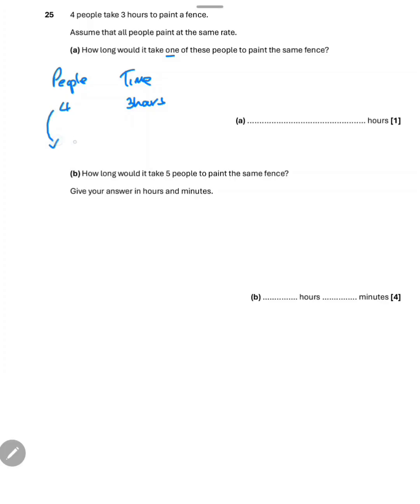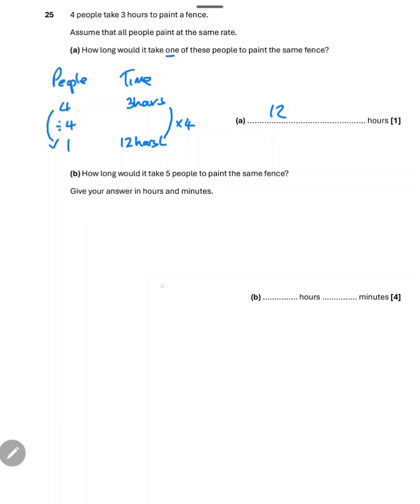So what we've got to think, all right, we're coming down to one person. If we've got less people, it's going to take more time. Just slow down on these. Less people working must take more time. I'm dividing by 4. 4 divided by 4 is 1, which means on this side, it's 4 times as long. It would take 12 hours for one person to do it. Makes sense. Less people takes more time.